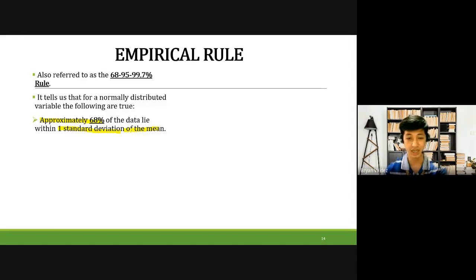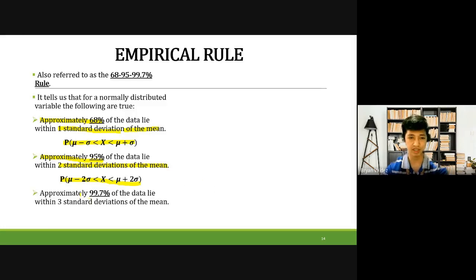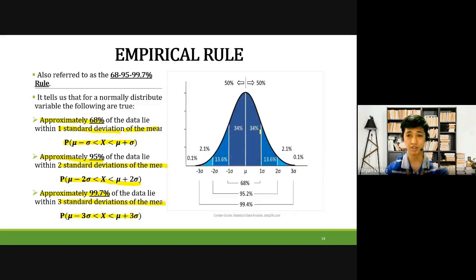Later on, makikita natin yan sa ating illustration. So, represented by mathematical expression. And then approximately 95% of the data lie within two standard deviations of the mean, mathematically represented by this. And then lastly, approximately 99.7% of the data lie within three standard deviations of the mean. So ito yung sinasabi ko kanina, no?